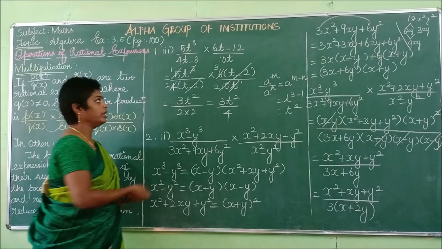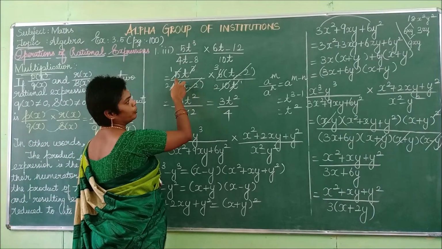Cancelling, you get that value only. Then listen, cancelling the numerical terms.